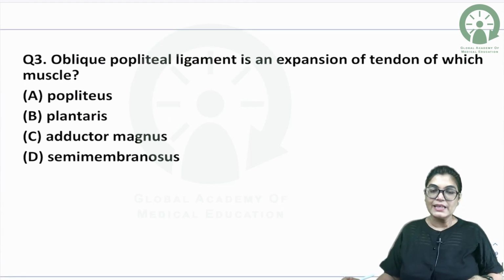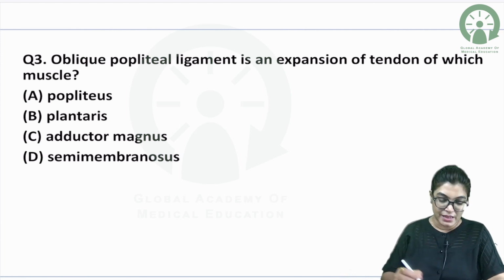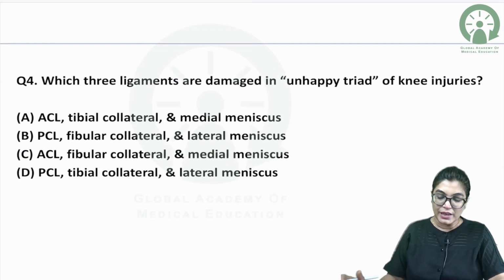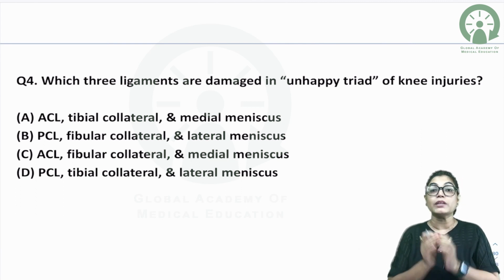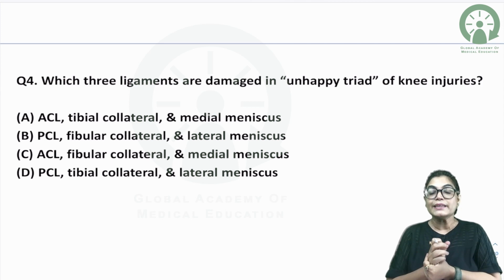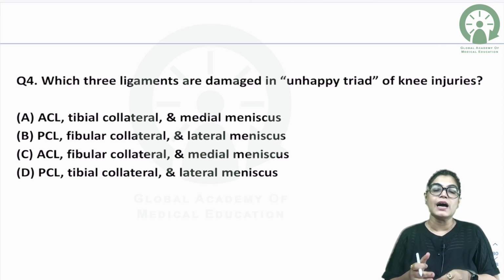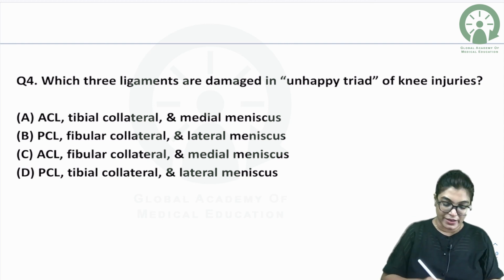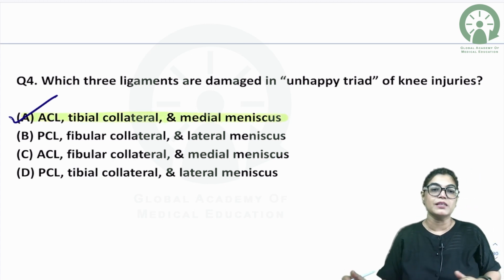Same thing. The oblique popliteal ligament is an expansion of which muscle tendon? This also I have explained. The answer is semimembranosus. Now, which three ligaments are injured in the unhappy triad of the knee joint? The unhappy triad, also called the terrible triad of the knee joint, injures three important structures: the anterior cruciate ligament, medial meniscus, and tibial collateral ligament. So the correct answer is anterior cruciate ligament, tibial collateral, and medial meniscus.